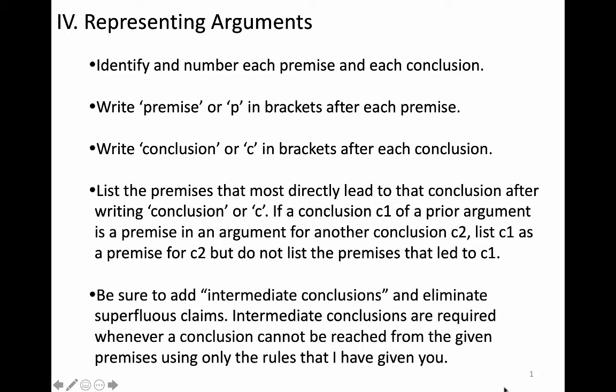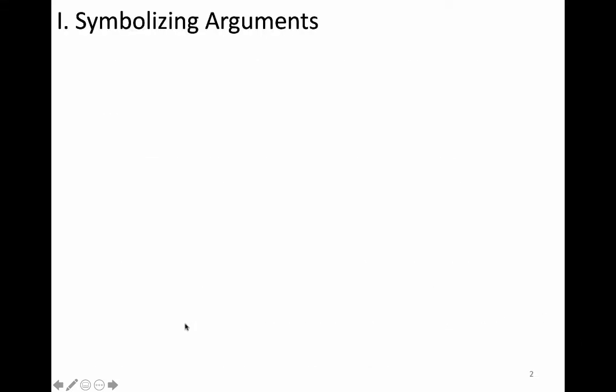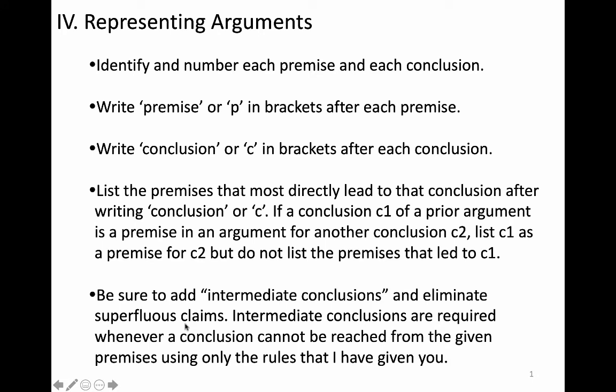Be sure to add intermediate conclusions and eliminate superfluous claims. So what does it mean to eliminate superfluous claims? It means that any claim that is listed in your argument but isn't actually leading to a conclusion, isn't necessary to get to a conclusion, is superfluous. Even if it's kind of relevant to the topic, from the point of view of the argument, it's not doing any work. It's not driving to a conclusion and thus should be eliminated from the argument.